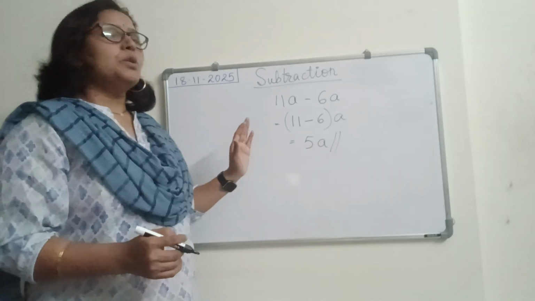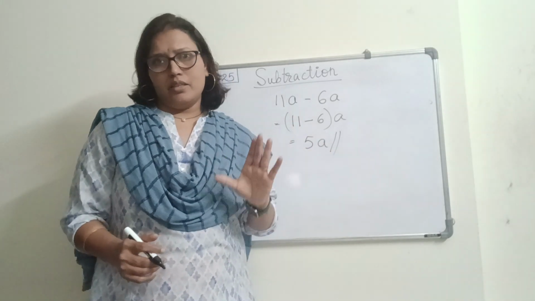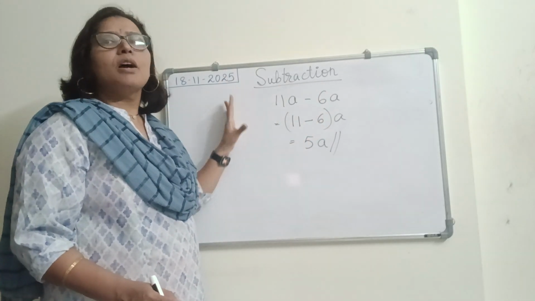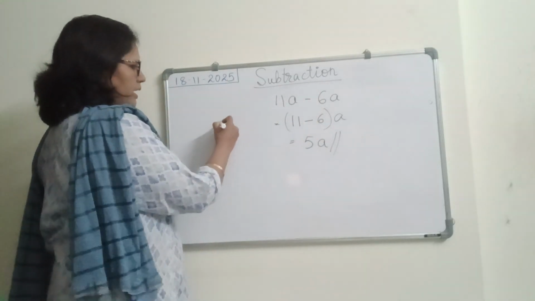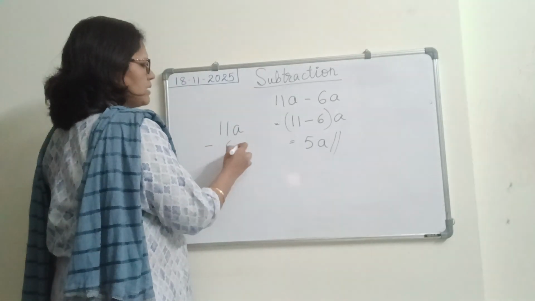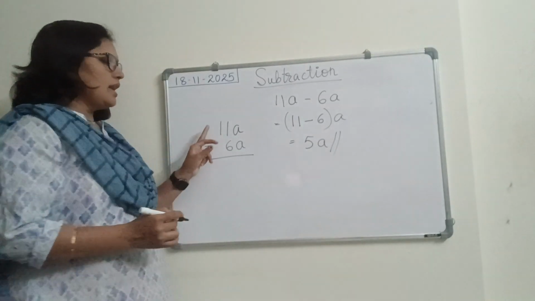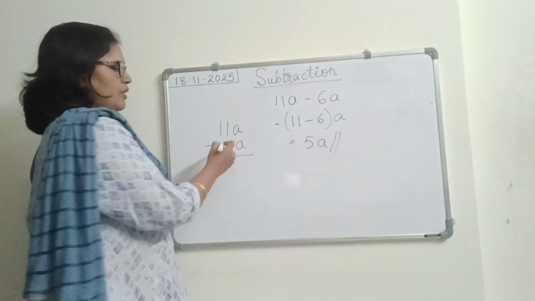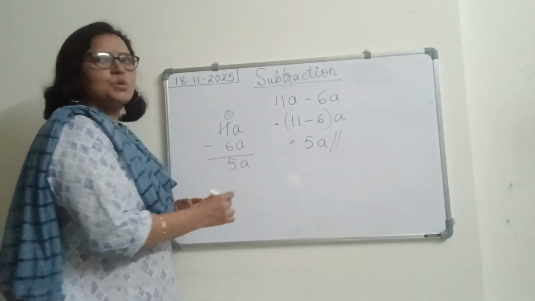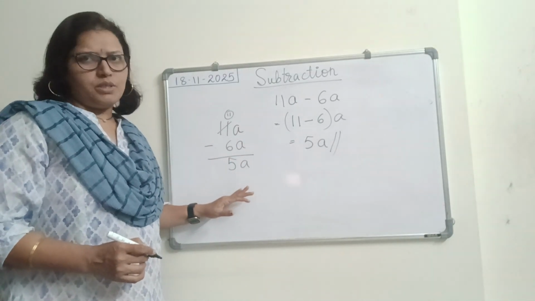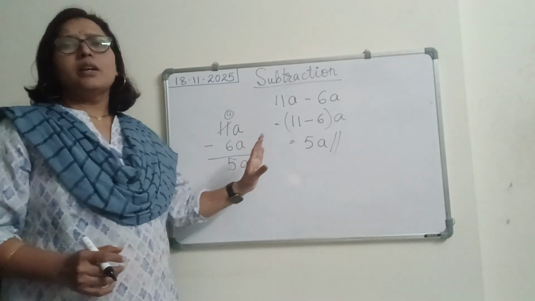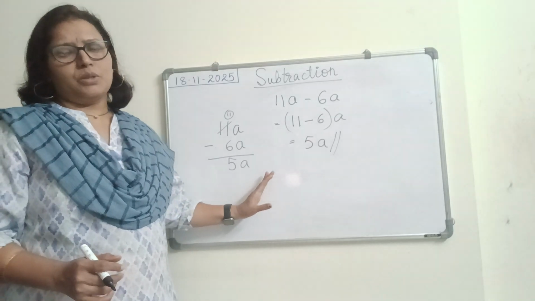This way you can do the subtraction of like terms. This is the horizontal way. Suppose we want to do it vertically. You can take 11a minus 6a. So 11 minus 6 is 5a. In this way also you can do the subtraction, because very few terms are there, so easily you can use any one method to do your subtraction.